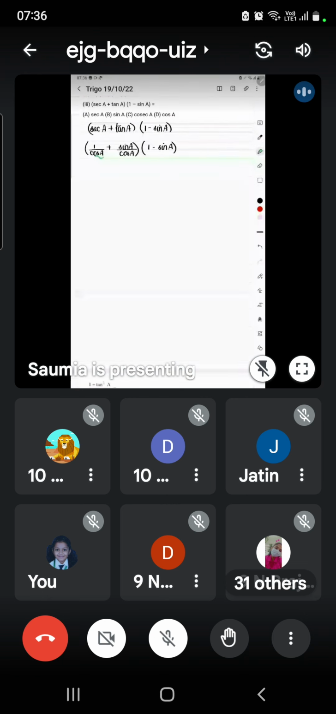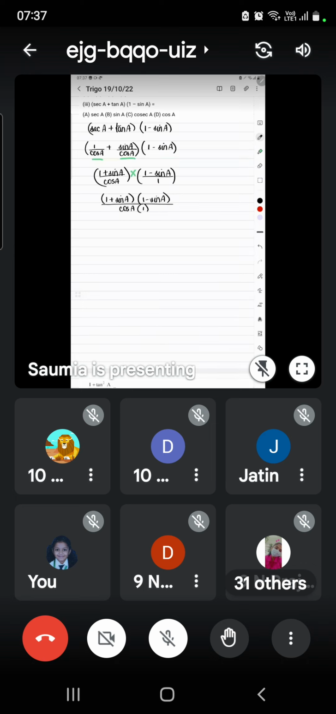Here, I have two fractions. Whenever I'm adding two fractions, the denominators have to be the same. Thankfully, the denominators are the same, so we can add them. So, I can write 1 plus sin A upon cos A. Look at the other bracket. It also has a fraction, the denominator being 1. Now I am multiplying one fraction by another fraction. Whenever we multiply two fractions, we multiply the numerators together and we multiply the denominators together.